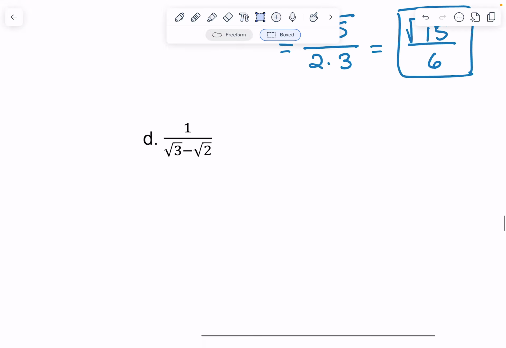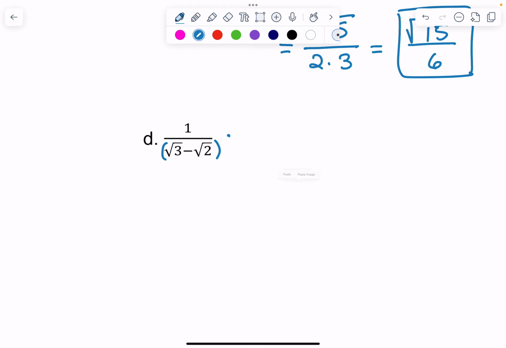I'm going to start with D here. I have 1 over the square root of 3 minus the square root of 2. So what I'm going to do here to get rid of the square roots in the denominator is something we call the conjugate. The conjugate comes like this. It's going to be the square root of 3, and I'm going to have the square root of 2. Instead of having a minus sign there, I'm going to put a plus sign. So I change the sign. I multiply by a 1, so I'm going to put the square root of 3 plus the square root of 2 up here too, right?